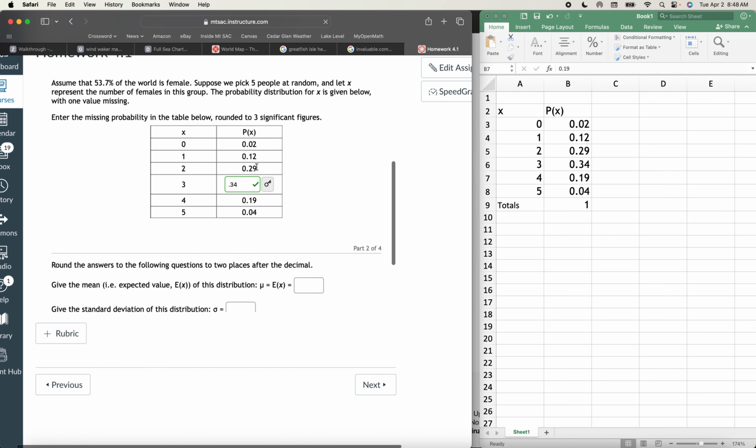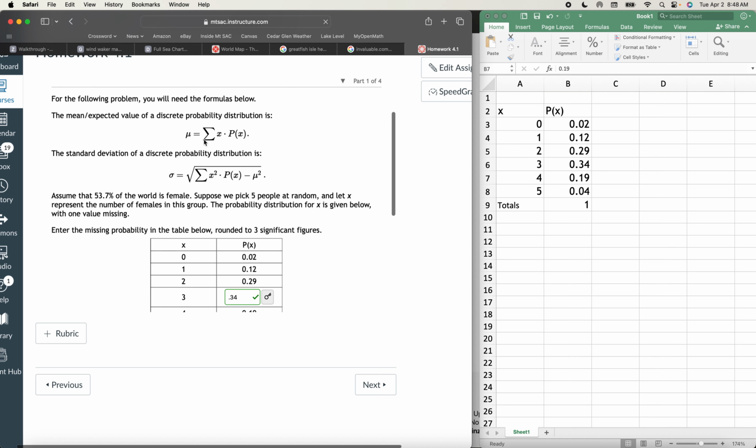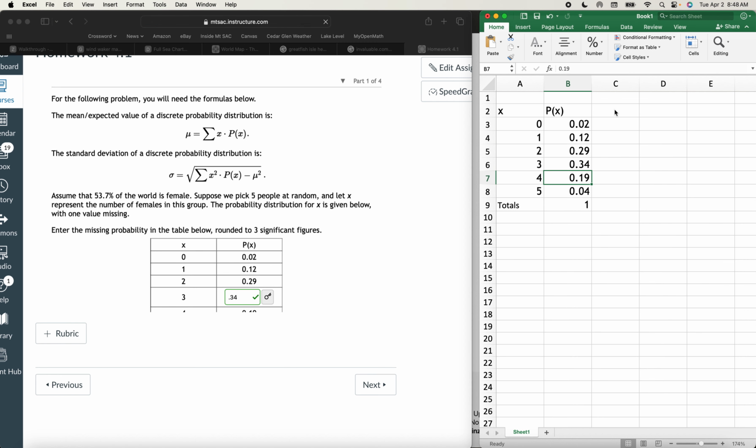Now the mean and the standard deviation, just as a reminder, the mean requires we have an xp of x that's summed. So I would come back here and do an xp of x. And then the standard deviation needs a sum of x squared times p of x. So I'll go ahead and add that. To do xp of x, you just multiply each value of x by its probability, and then you add those up, and that's the mean.